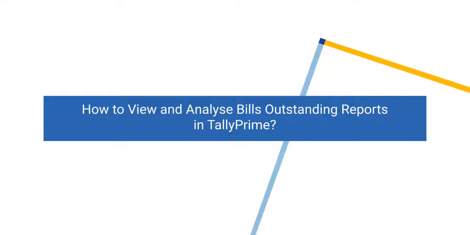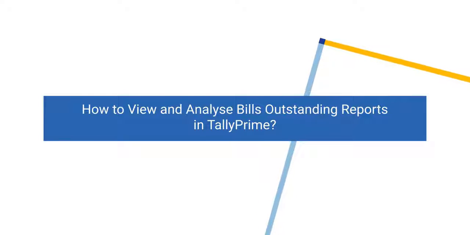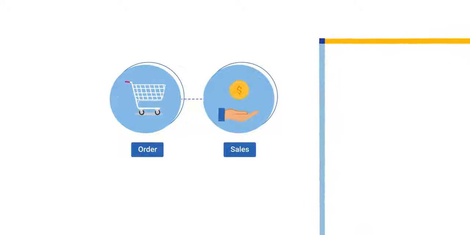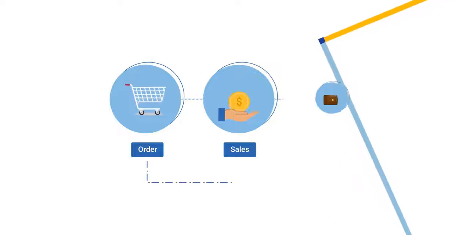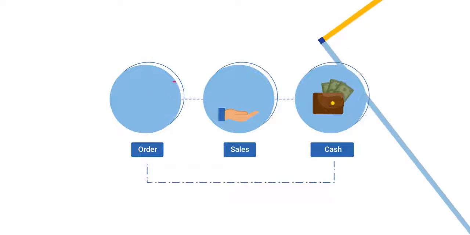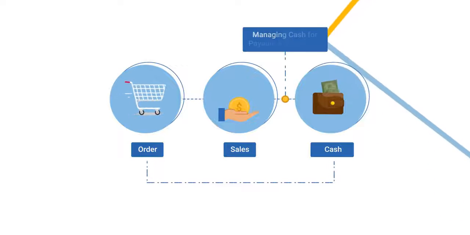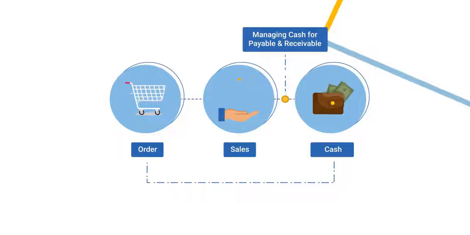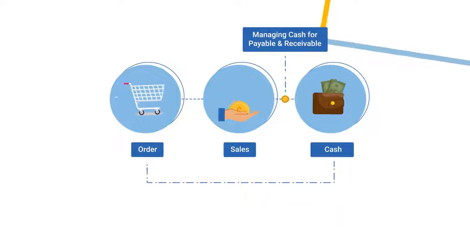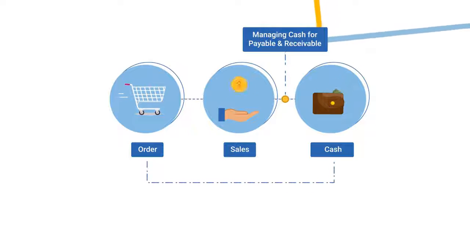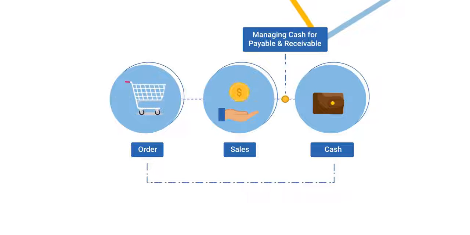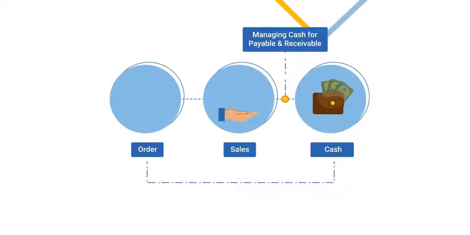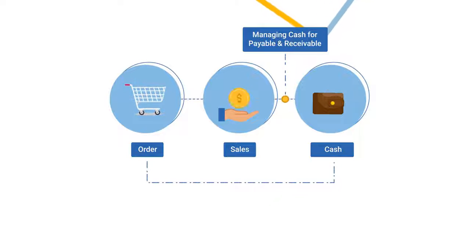You learn about the Bills Outstanding report in Tally Prime. Successful closure of your order to sales is determined only when you convert your sales into cash. Till your sales are converted into your cash, you need to manage how much you need to receive, from whom and when. Similarly, the frequency of payables to your suppliers. That's why it's critical to keep a track of your bills outstanding reports.